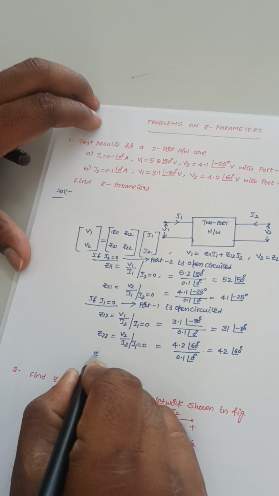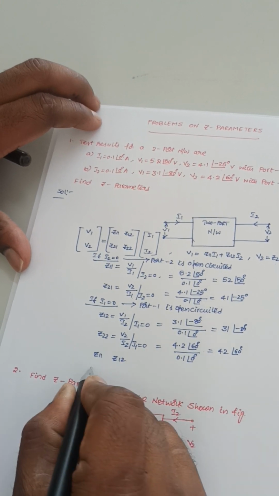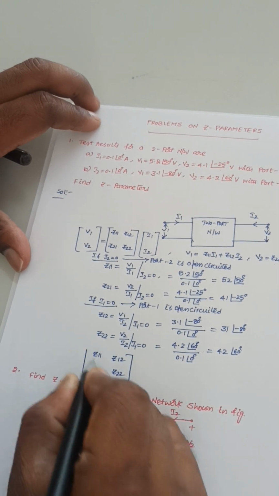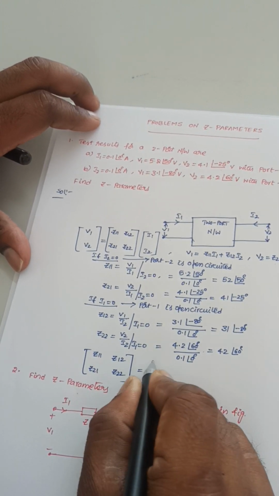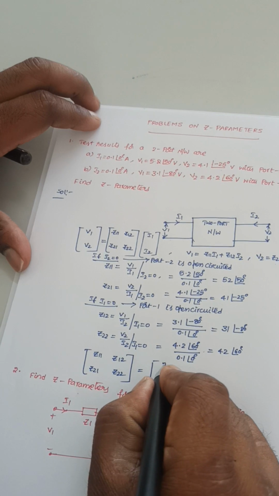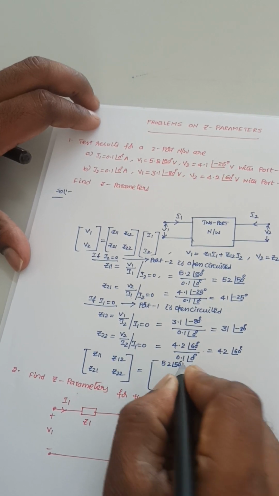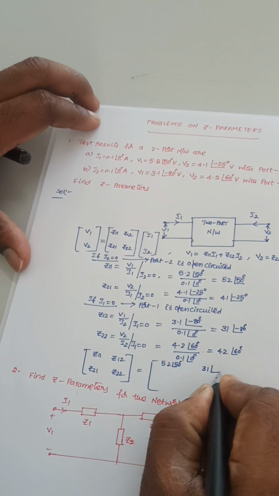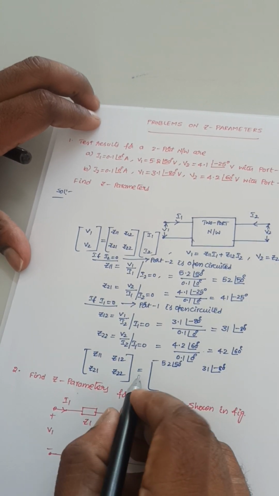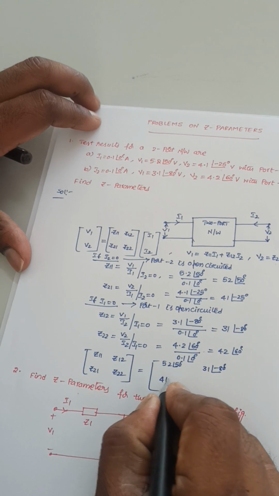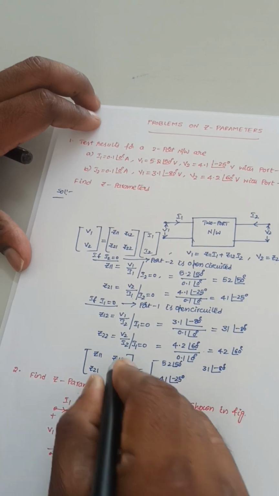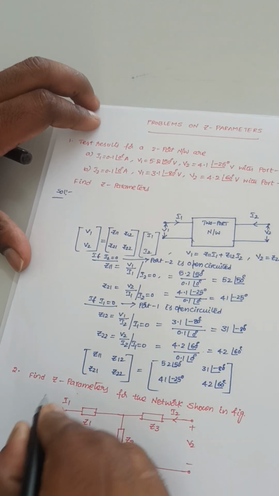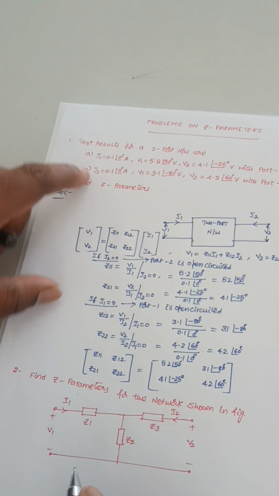So that is Z11, Z12, Z21, Z22, that is equal to, this is Z11 value, that is 52 at an angle 50 degrees. Z12 value is 31 at an angle minus 80 degrees. Z21 is 41 at an angle minus 25 degrees. Z22, 42 at an angle 60 degrees. So these are the Z parameters for this problem.